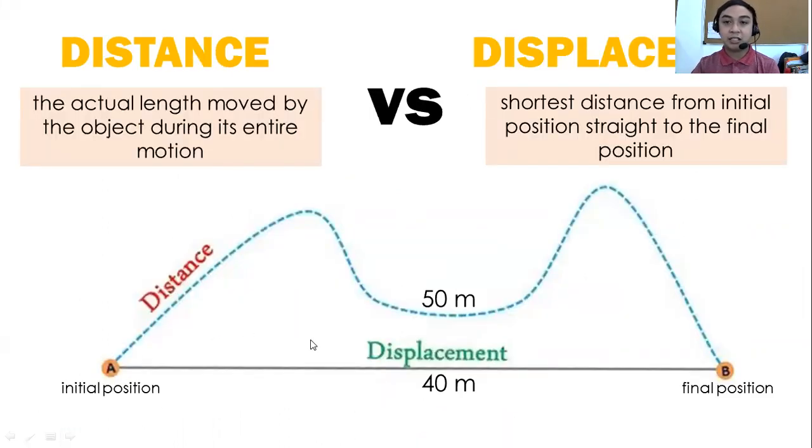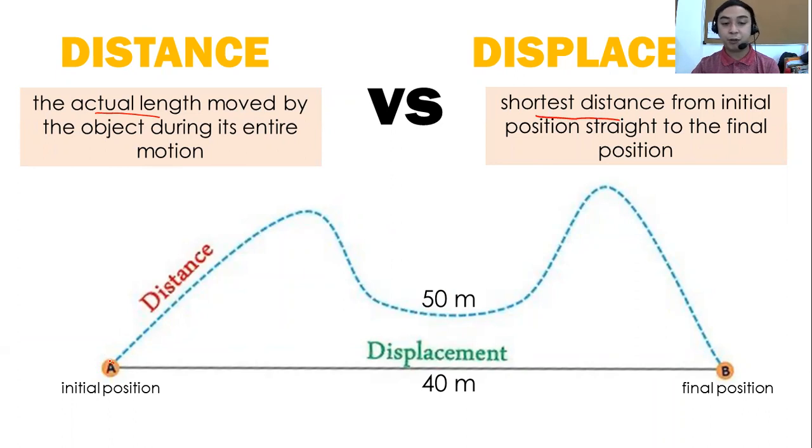We have here distance and displacement. When I say distance, that is the actual length being traveled or moved by the object. Keyword for distance is actual length. Then displacement is the shortest distance from initial position straight to final position, or from starting point straight to the end point. So keyword for displacement is shortest distance.